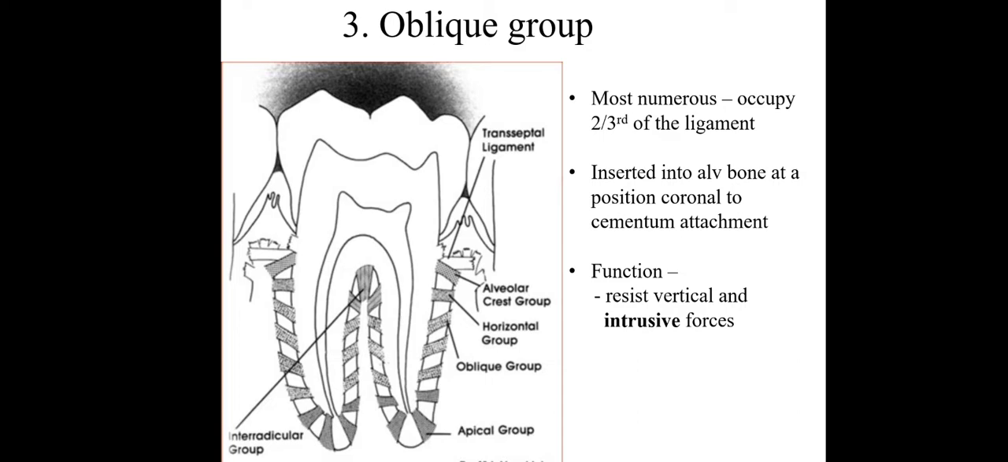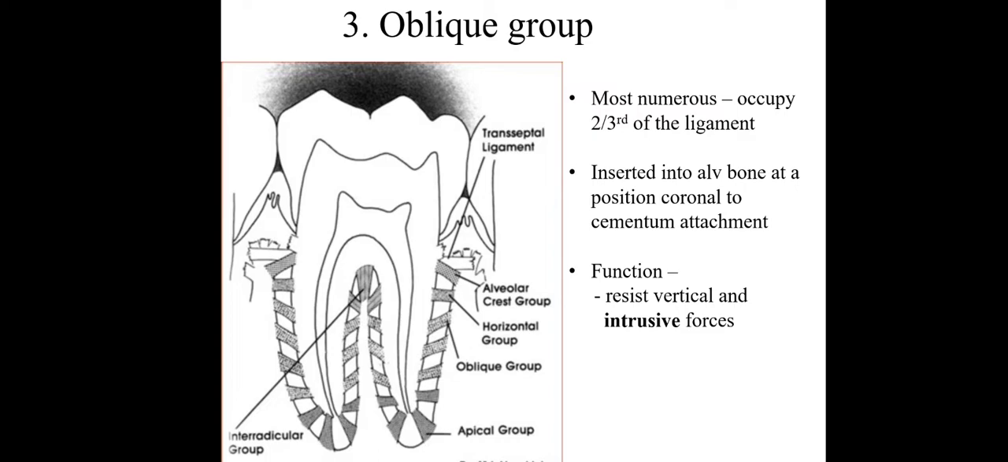So if the tooth is trying to get submerged into the socket, this oblique group of fibers pulls it back. So basically it's just the opposite function to that of the alveolar crest fibers. We demonstrated earlier how alveolar crest fibers help in preventing extrusive forces by pulling the tooth back down into the socket. Now these oblique group fibers will prevent the intrusive movement of the tooth into the socket by pulling the tooth back upwards from the socket. So they resist vertical and intrusive forces.